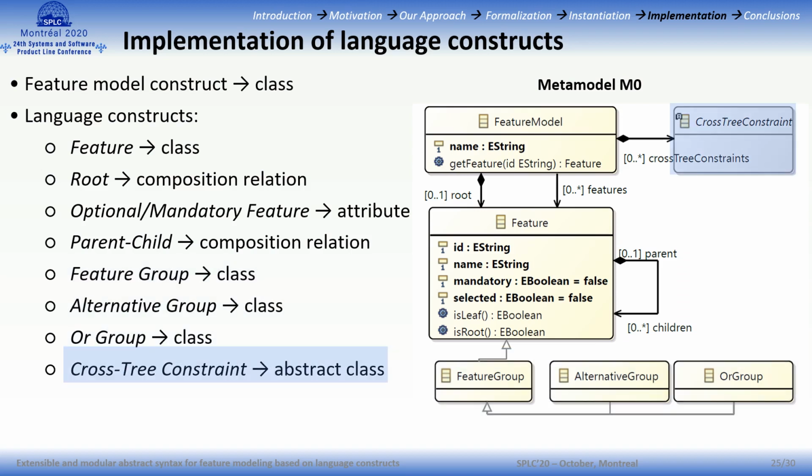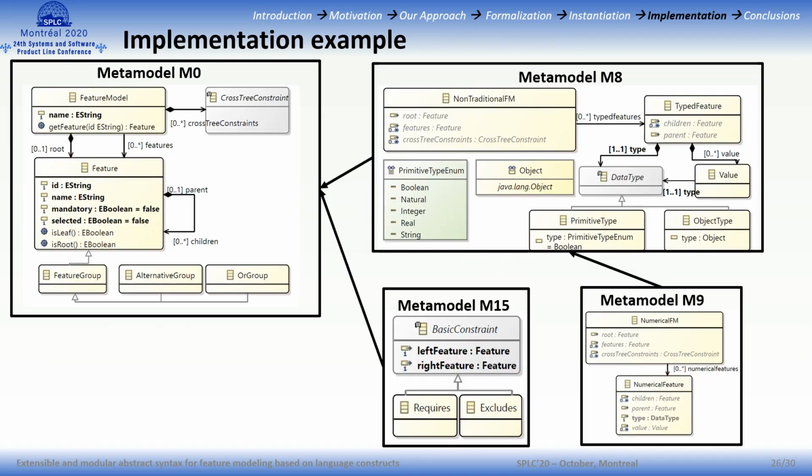And finally, the cross-tree constraints are implemented as an abstract class in this initial metamodel in order to allow specifying concrete constraints in separate metamodels. Following these principles, we can implement in separate metamodels more advanced language constructs, for example, the non-Boolean feature models, numerical features, or, as we said, implementing different kinds of constraints in independent metamodels.